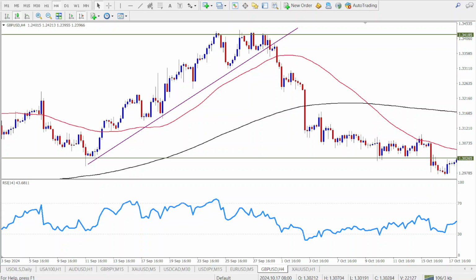And that is it. Now you know how to use this simple moving average trading strategy to identify trends and make better trade decisions.